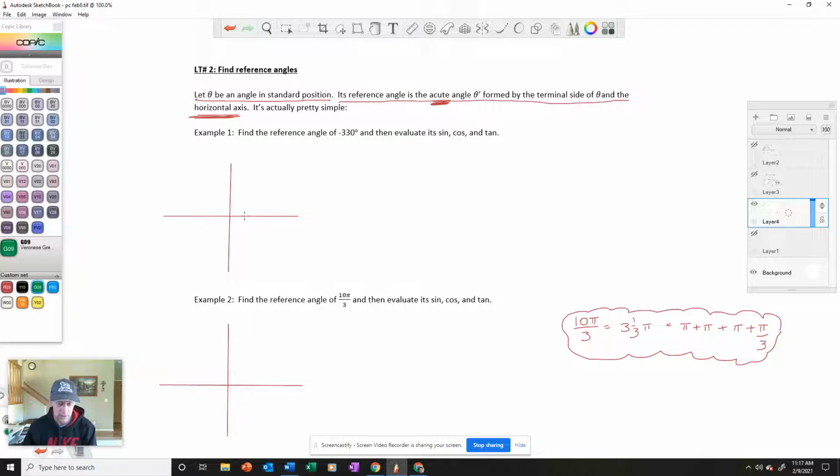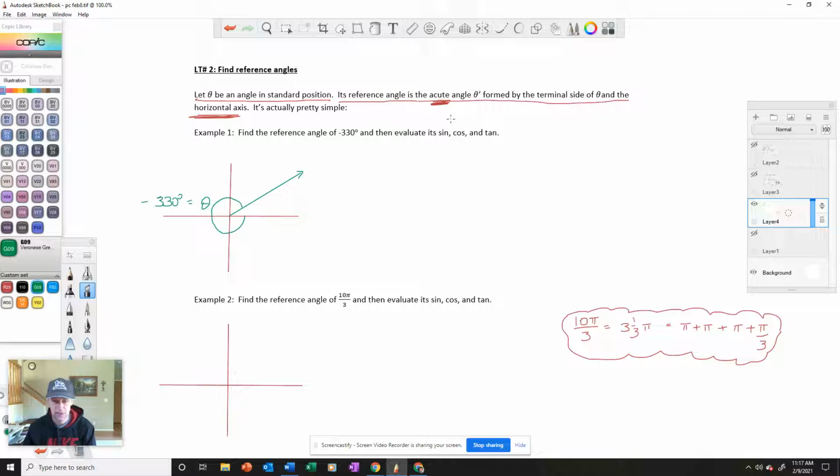So I'm going to start here and I'm going to go, that's negative 90, negative 180, negative 270, and that's going to be about negative 330 degrees. So I'm going to draw that angle right there. So there is the terminal side of the angle. And this will be my angle theta, and that is going to be 330 degrees. That's my angle theta. Ooh, excuse me, negative 330.